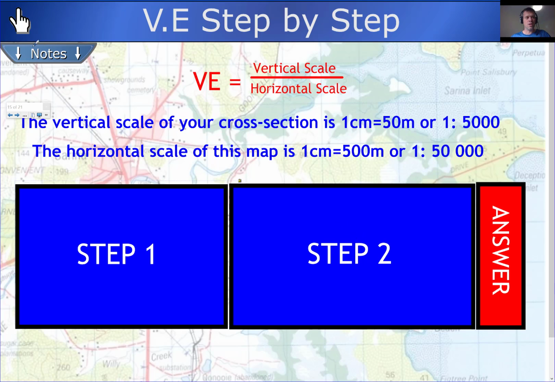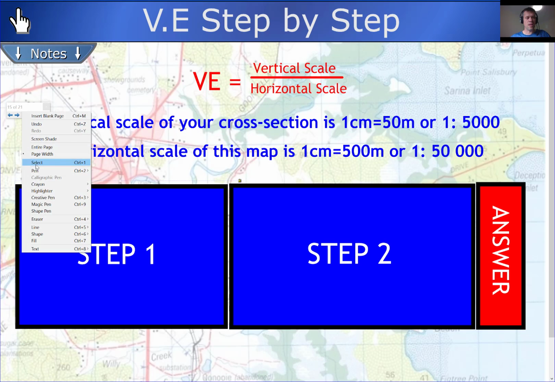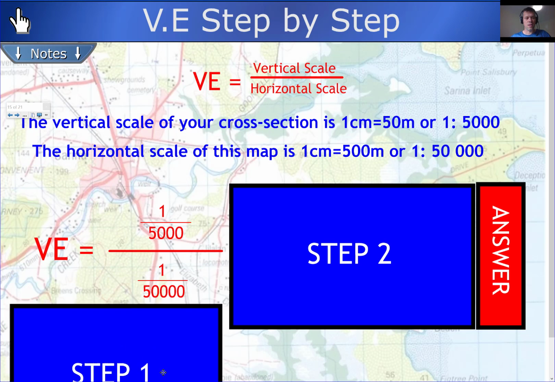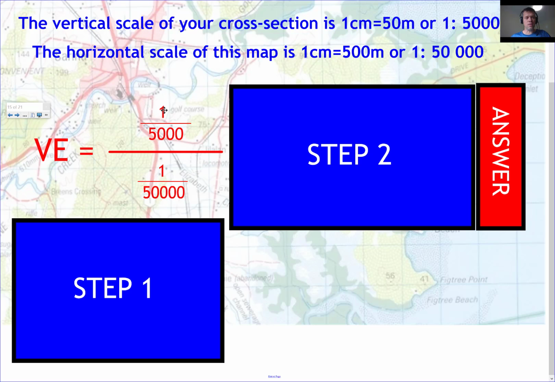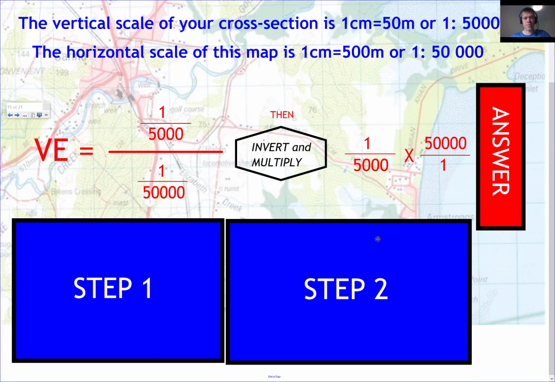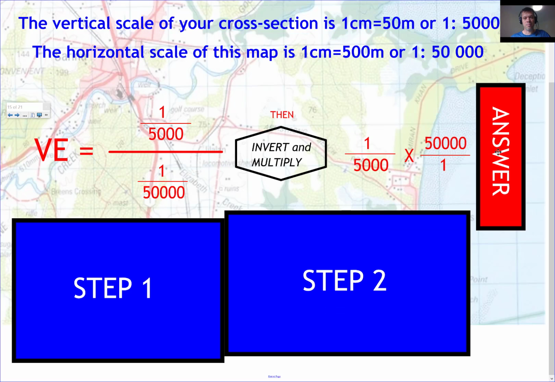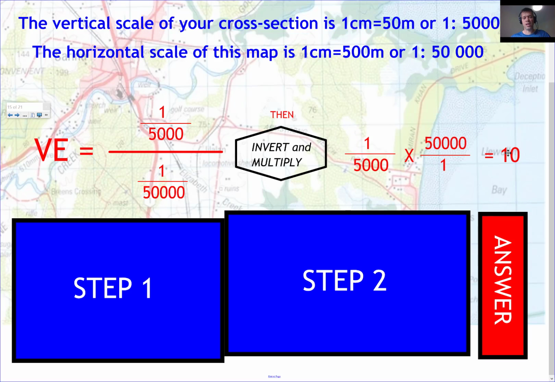In this case, we take the vertical scale of 1 over 5,000, divide it by 1 over 50,000, invert and multiply to get 10. So what that figure 10 means is that the mountains on our graph are actually 10 times higher than they would look in real life. But if we did it as they looked in real life, our graphs would give very little detail to the viewer so we could see them.